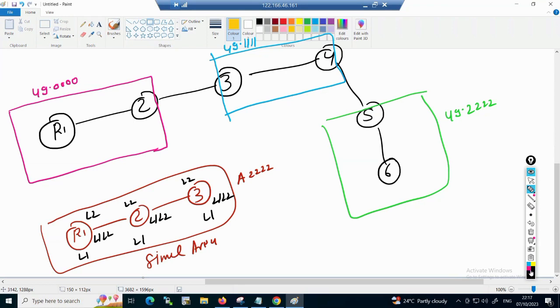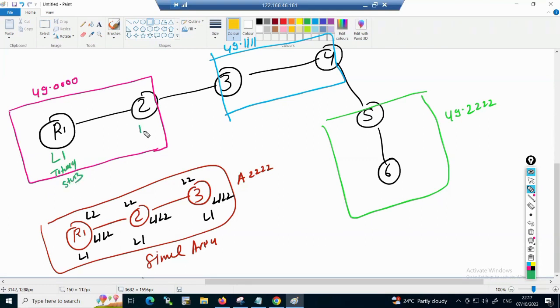This router should always be a level 1 router. The reason is that this router doesn't have any connectivity with a different area. It's called a stub. And that's why this level 1 is called a totally stub. It behaves like a totally stub.